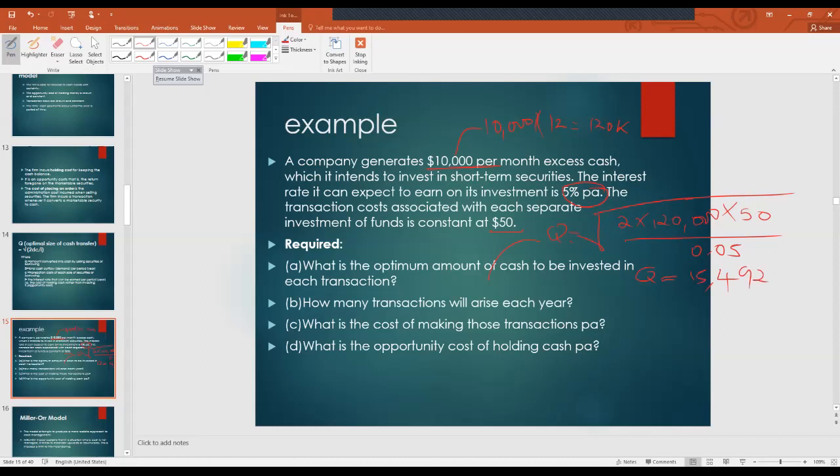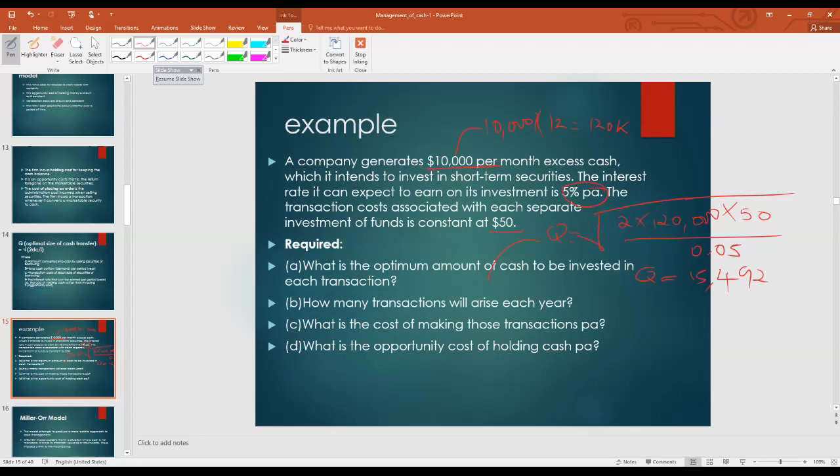$15,492 will be the optimal amount of cash you can invest in. In short, therefore, when it comes to investing in money market instruments, in certain securities, don't invest at $10,000. Wait until the excess cash reaches $15,492, then invest. Repeat that for the entire year.